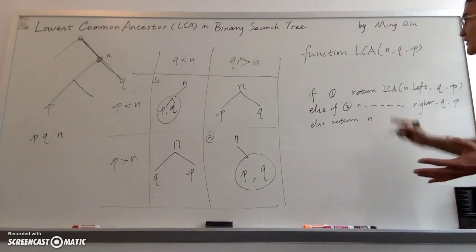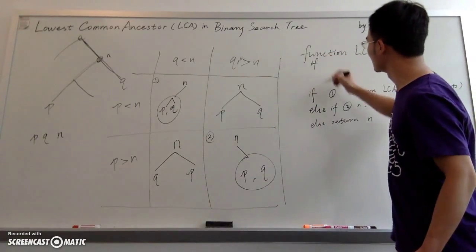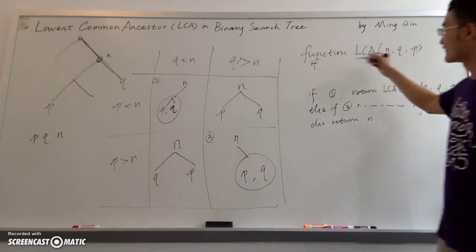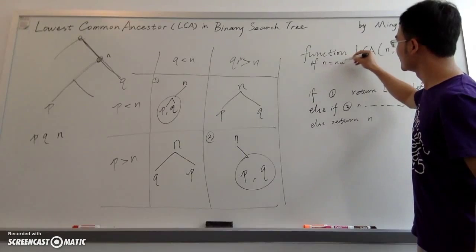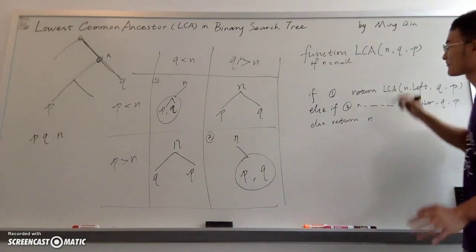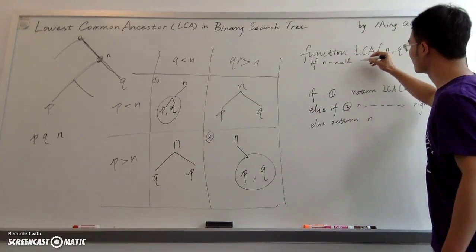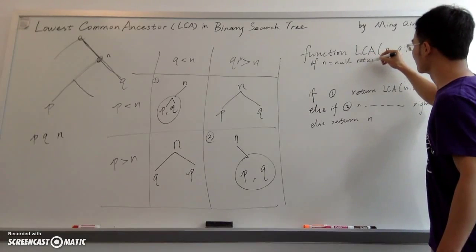And don't forget to consider corner cases. For example, if n is null, which means the tree is empty. In this case, I think we should return null.